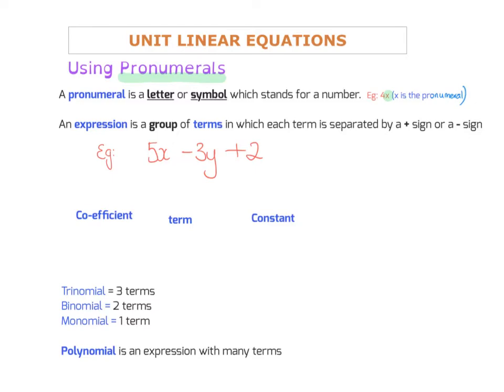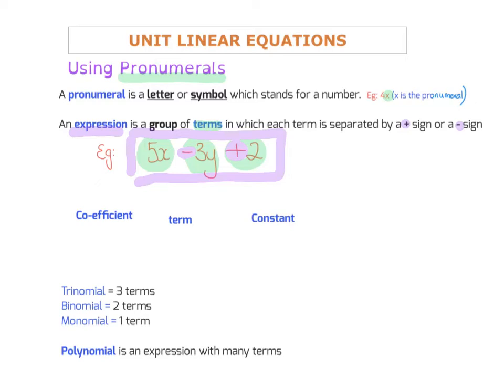Now when we group a few terms together, if you have a look at this, we've got 5x. 5x is called a term, and then this negative 3y is also a term, and this plus 2 is a term. When you put them all together like this, we call this an expression. So when we've got them all listed, 5x minus 3y plus 2, that's an expression. We have three terms in this expression, and terms are separated by these signs, plus or minus.